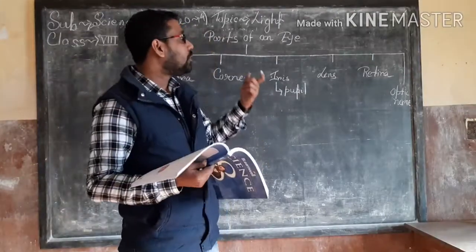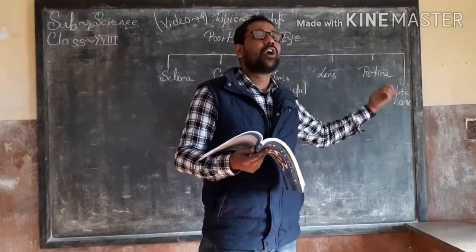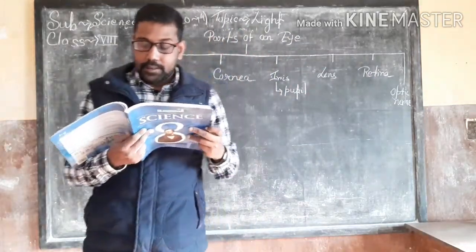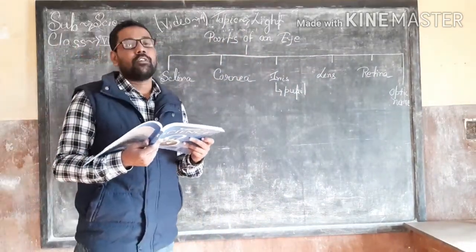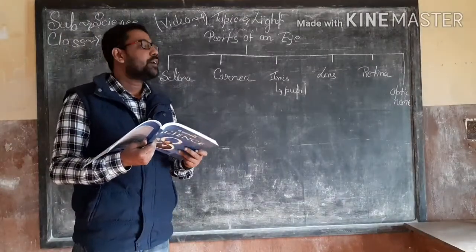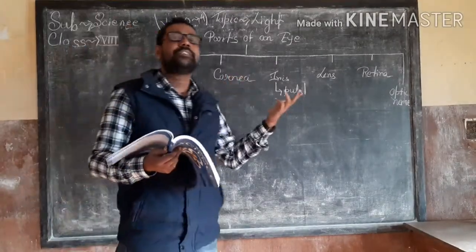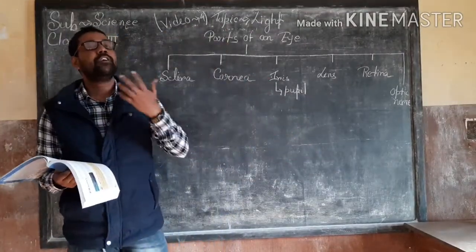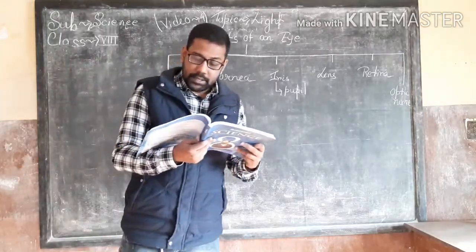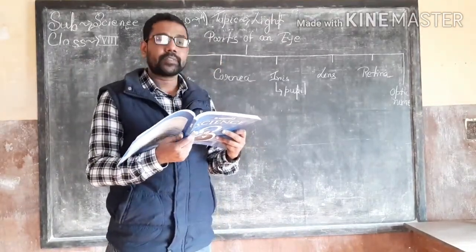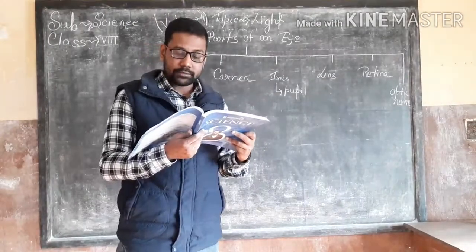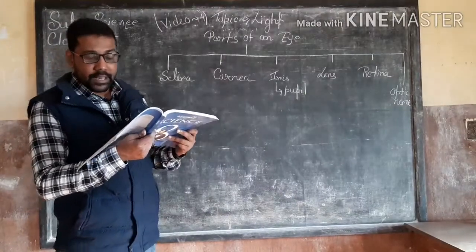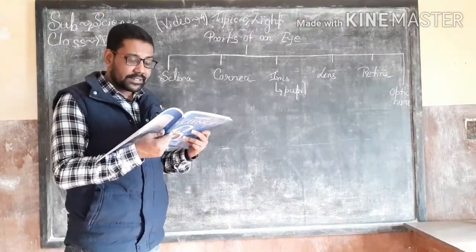So, what is the purpose and act of the retina? It acts as a screen on which the image is formed. So, with the help of the retina, the image of any object can be formed. It has light sensitive receptors called the rods and the cones.